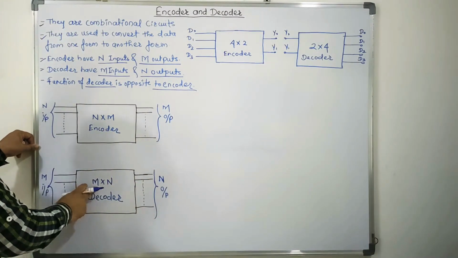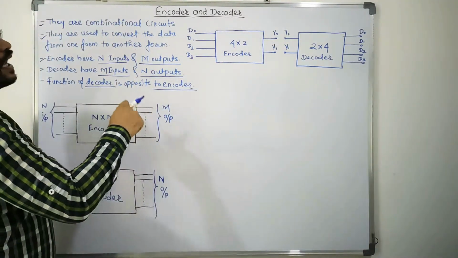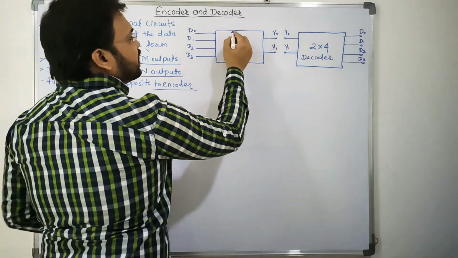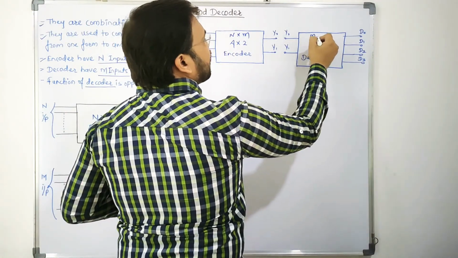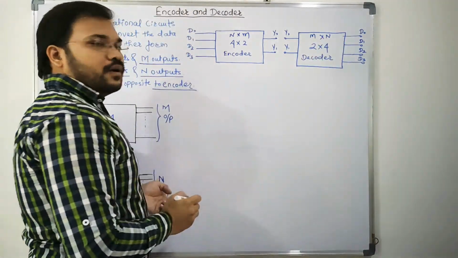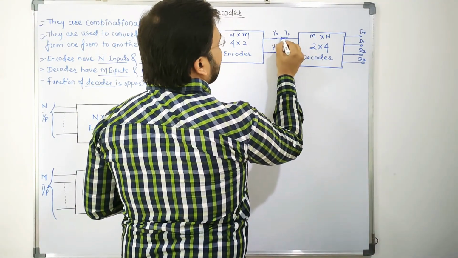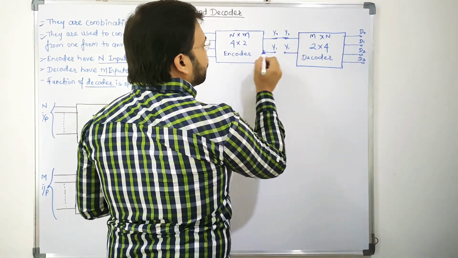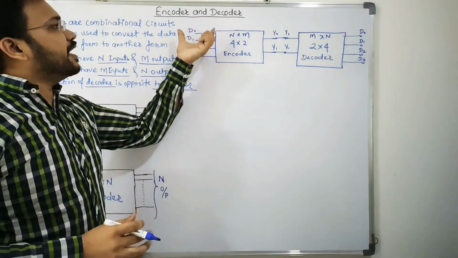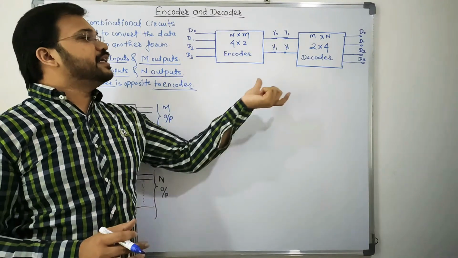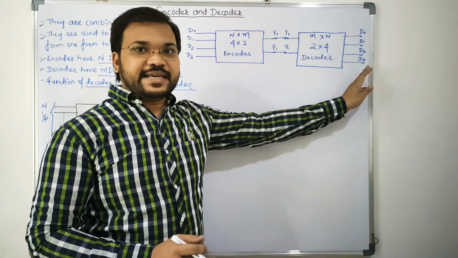Now for the decoder, which is exactly opposite, there are 2 inputs and 4 outputs, so m is 2 and n is 4. The output of the encoder is the input of the decoder. The encoder encodes the data and the decoder decodes that data and gives the output in terms of the original data, that is, the input lines.